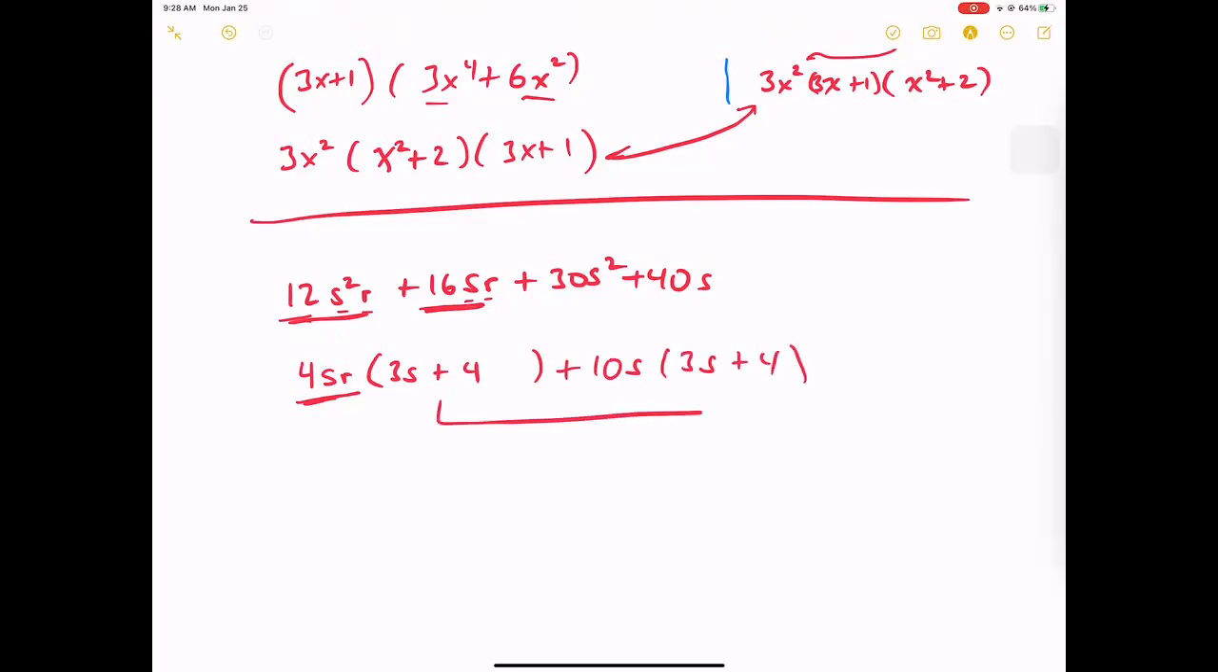Now here's the hint. You should end up with the exact same factor in the back. If I have 3s plus 4 in the front, I better end up with 3s plus 4 in the back if this is factorable by grouping. Because we're going to take these out, and I'm going to stick them in the front. 3s plus 4. What's left over? We have 4sr plus 10s.